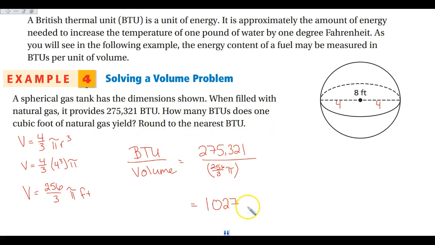So we're going to the nearest BTU, and that's BTUs. So again, it's not as important for you to know what a BTU is. It's just a measure of energy, and it's how much fuel or how much energy is needed. So when I'm looking at this, I would say, okay, for every cubic foot, I can use 1027 BTUs. That's how many is in that gas tank.